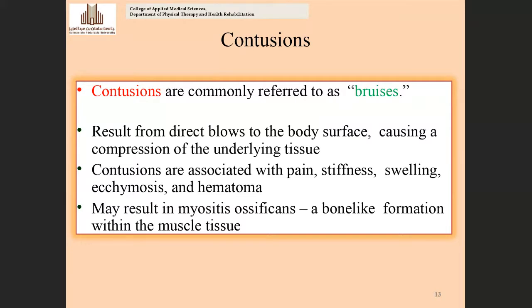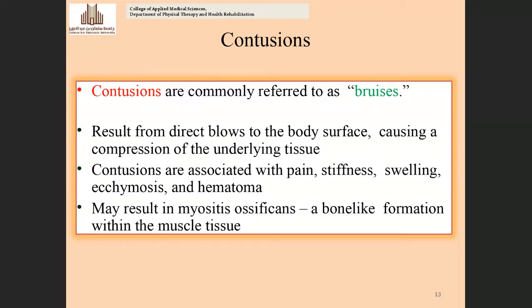You can say it is commonly referred to as a bruise, a rupture of the blood vessels. So contusion is commonly referred to as bruises, or ecchymosis. We used to say ecchymosis. It results from direct blows to the body surface.